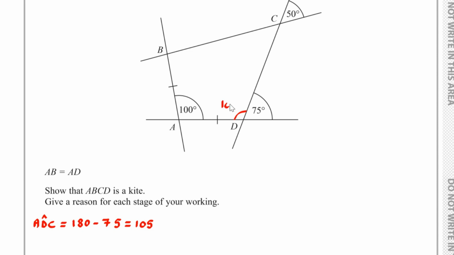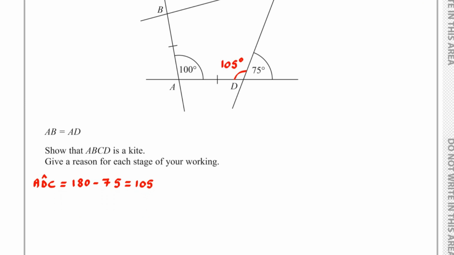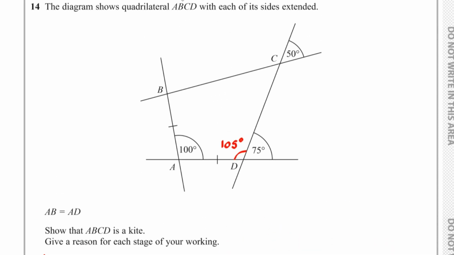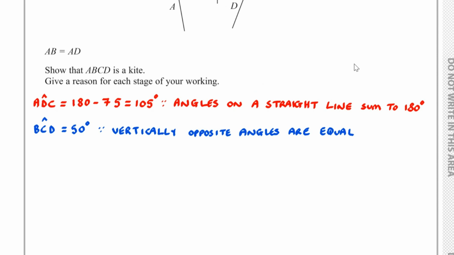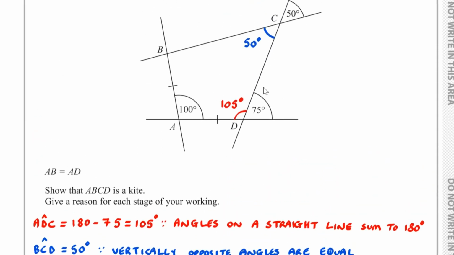So we've got 105 degrees here, and the reason for that is angles on a straight line sum to 180. We can also find out what this angle here is. This will equal the 50 degrees because they are vertically opposite angles, which are equal. Now what we can do is find out what this angle here is, recognizing that the angles in a quadrilateral sum to 360.